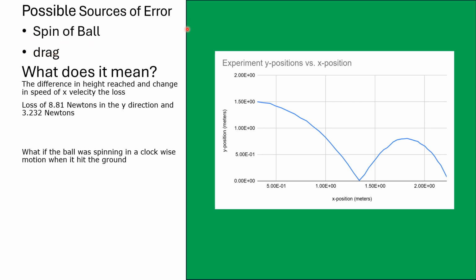So what does this mean? The difference in height reached and change in speed of x velocity shows the loss of energy of 8.81 newtons to the surface in the y direction, and 3.32 newtons in the x direction, because of that spin and also some of the friction. And so what would have happened if the ball was spinning in a clockwise motion when it hit the ground? If it's spinning fast enough, it would actually increase in x speed, which is very interesting.